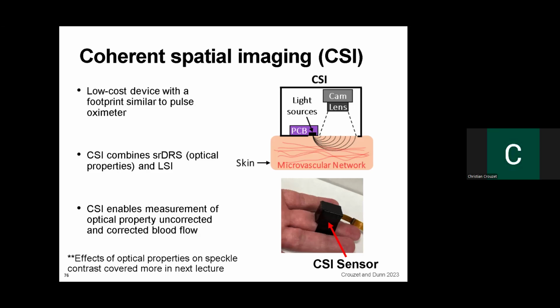That's correct. So basically, I should have included an image. If you were to have an image of the reflectance as a function of space, it's brighter and then it decreases in intensity as you get further away from the sources.